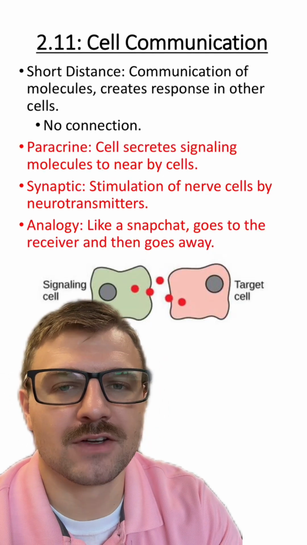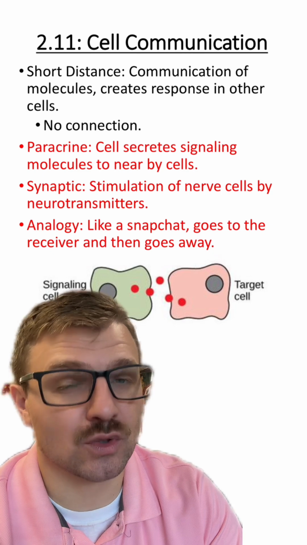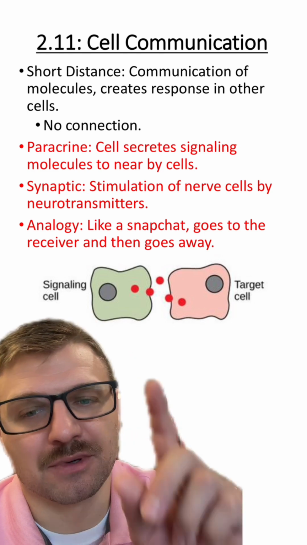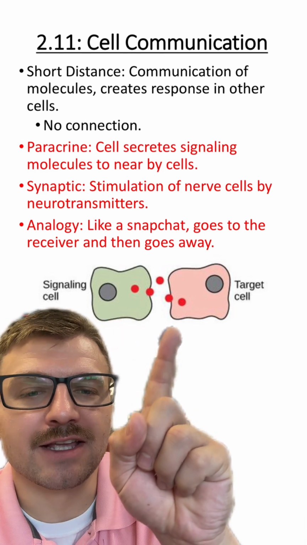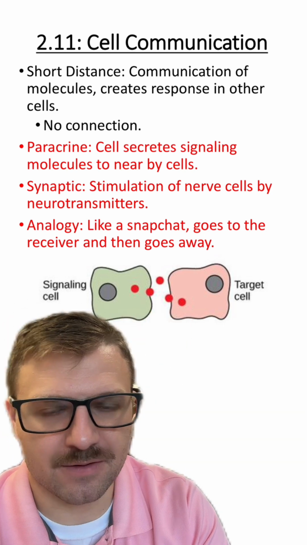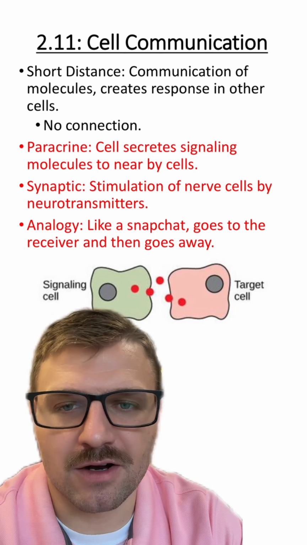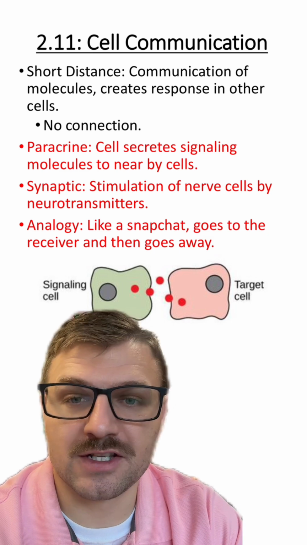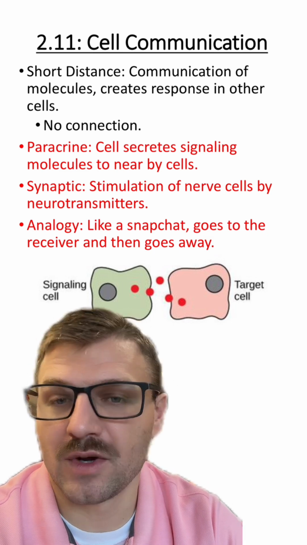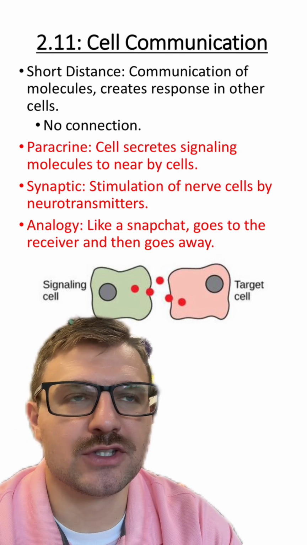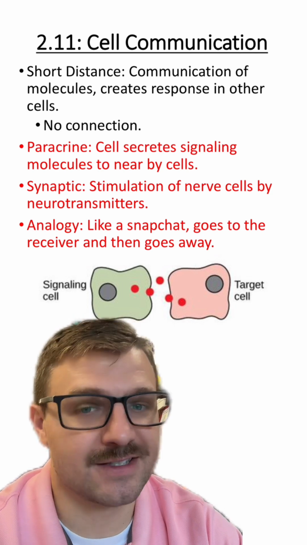Our next type of communication between cells is short distance. And like the name implies, it occurs over a short distance where we're going to have a secreting cell and a target cell that aren't touching, but they are only a short distance away from each other. You can subdivide short distance into paracrine and synaptic, synaptic being when nerve cells and neurotransmitters are involved, and paracrine is just when they are close to each other. But the analogy here is like a Snapchat. This is only going to go to a single person or a single cell.